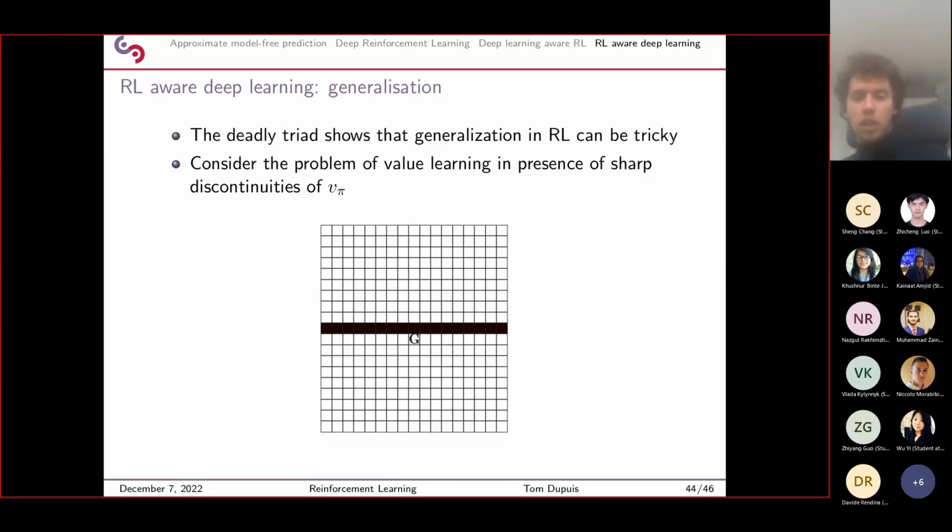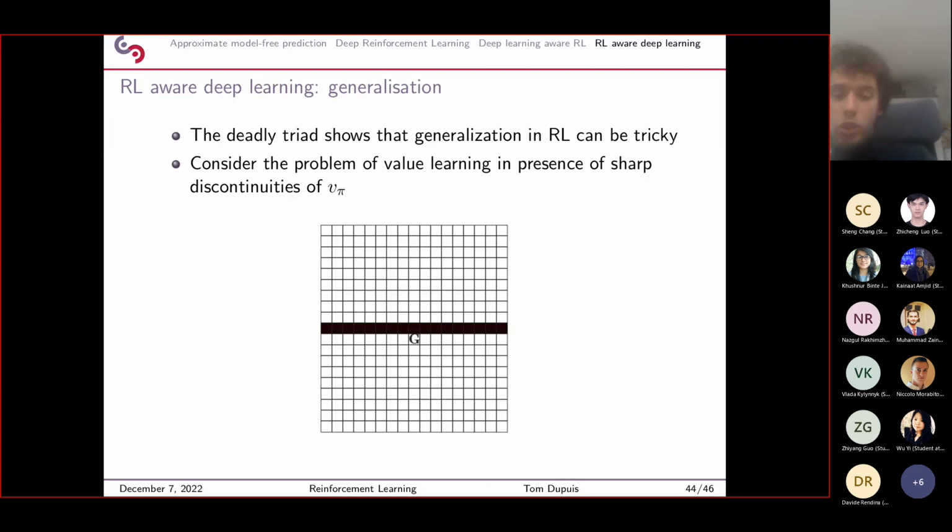And also, as I said, this deadly triad shows that generalization can be tricky. Deep neural networks have a tendency to learn smooth loss functions, but the objective and the value function can be highly non-smooth. In this case, for example, you have a wall, so you cannot go to the other side. Imagine it's just shut off.